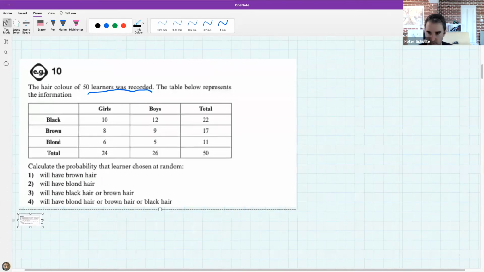I want you to try and answer, and I'm going to give you a good 2 or 3 minutes here, questions 1, 2, 3, and 4. So you're choosing a random student from this group. What's the probability they'll have brown hair or have blonde hair? I'll let you have a crack at that. I don't want to steal your thunder. But if you have questions, please do raise your hand.